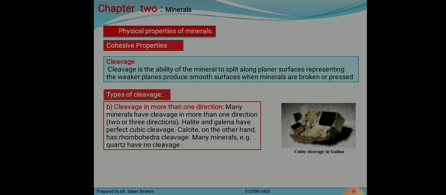Cleavage in more than one direction. Many minerals have cleavage in more than one direction, maybe in 2 or 3 directions. Halite and galena have perfect cubic cleavage. That means cleavage in more than one direction. As we know, galena and halite have a cubic symmetrical crystal system, so the cleavage may be in 3 directions as in halite and galena.